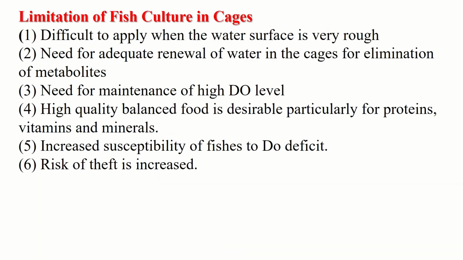Then lastly, about the limitations of fish culture in cages. Number one, difficult to apply when the water surface is very rough. Second, need for adequate renewal of water in the cages for elimination of metabolites. Third, need for maintenance of high dissolved oxygen level. Fourth, high quality balanced food is desirable, particularly for proteins, vitamins, and minerals.